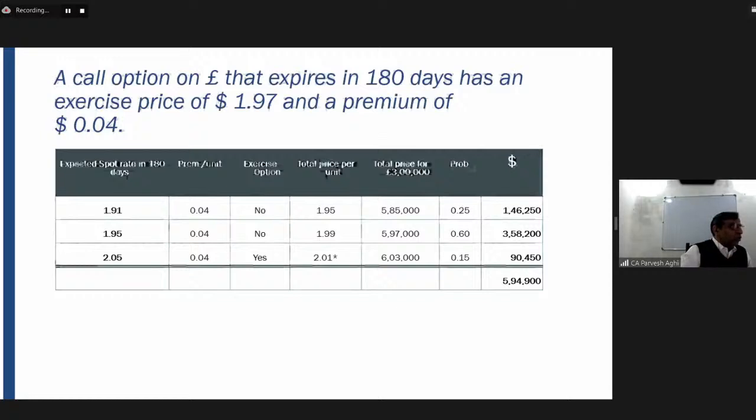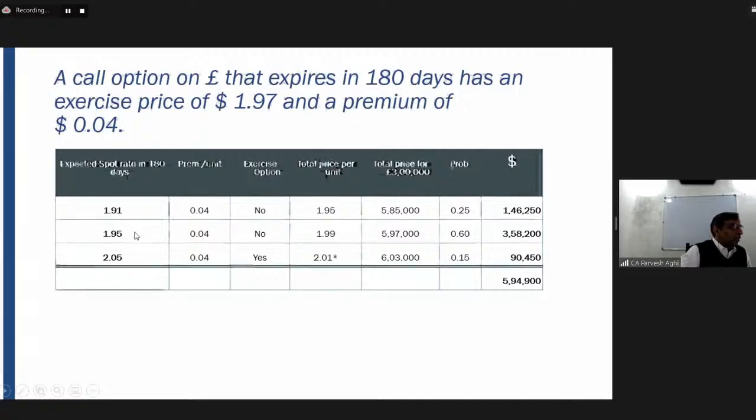So the first two cases are out of the money, 1.91 and 1.95. The premium was paid, so you are going to forfeit the premium. The writer is going to make 4 paisa per dollar. You're going to make nothing in this contract, but you're going to pay your outstanding at 1.91. So overall, your total cost will be 1.95. You have to pay 3 lakh pounds, which means overall you'll be paying 5,85,000.